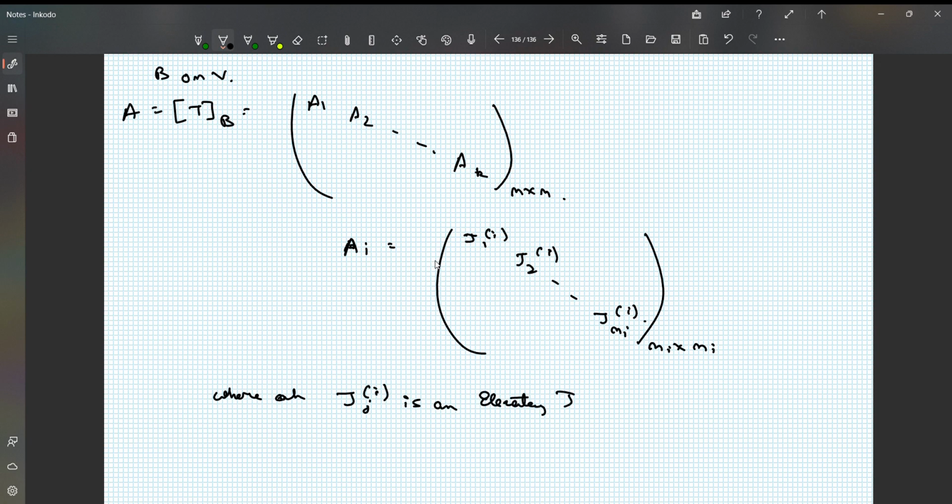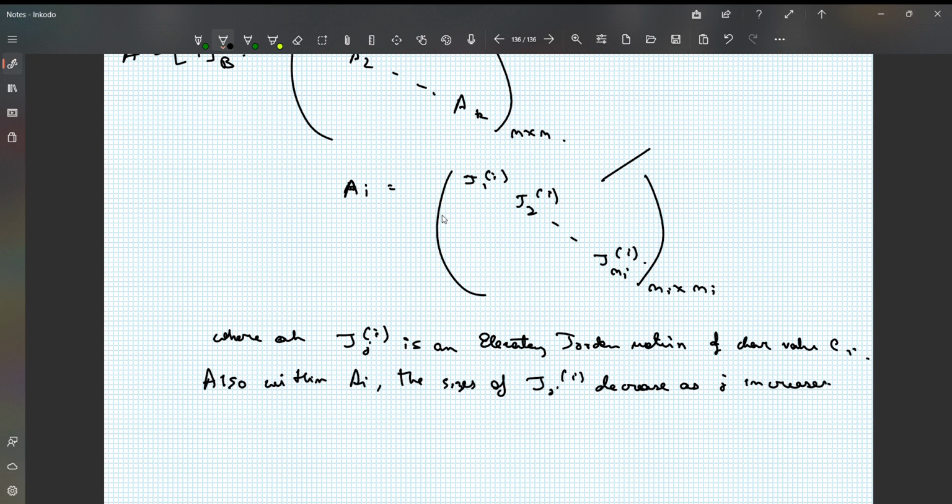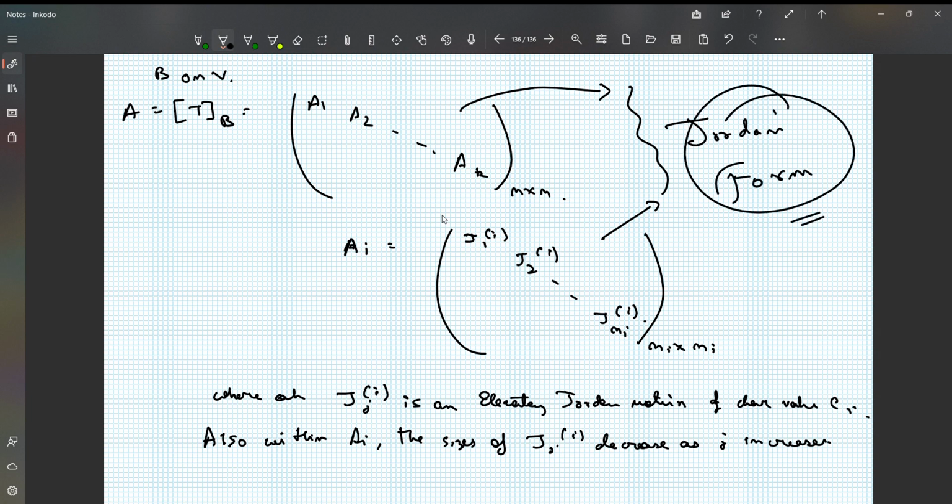Where each Jji is an elementary Jordan matrix of characteristic value Ci, right? So an n cross n matrix will satisfy this condition, or also I should add this, also within Ai, the sizes of the matrices Ji decrease as j increases, right? Decrease as j increases. An n cross n matrix will satisfy this condition. That is, a matrix of this form, or rather, I should say of this form combinedly. Okay. Combinedly, it's called a Jordan form. This is called a Jordan form matrix. Okay.